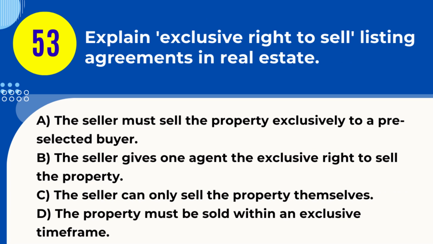Question 53. Explain exclusive right to sell listing agreements in real estate. A. The seller must sell the property exclusively to a pre-selected buyer. B. The seller gives one agent the exclusive right to sell the property. C. The seller can only sell the property themselves. D. The property must be sold within an exclusive time frame.